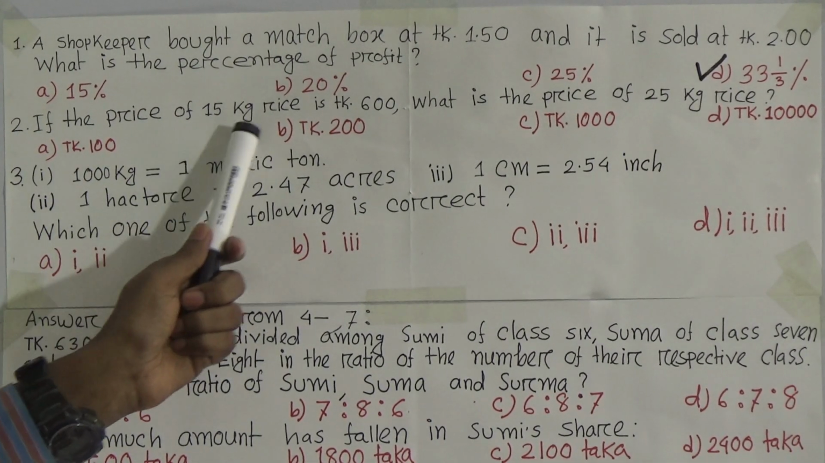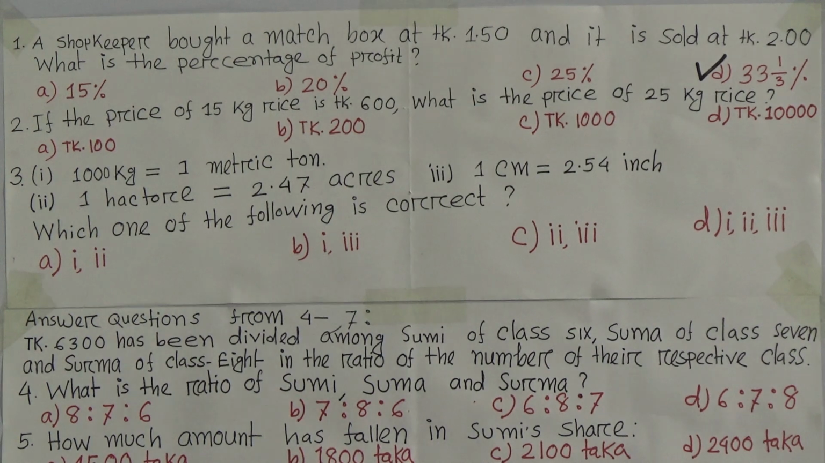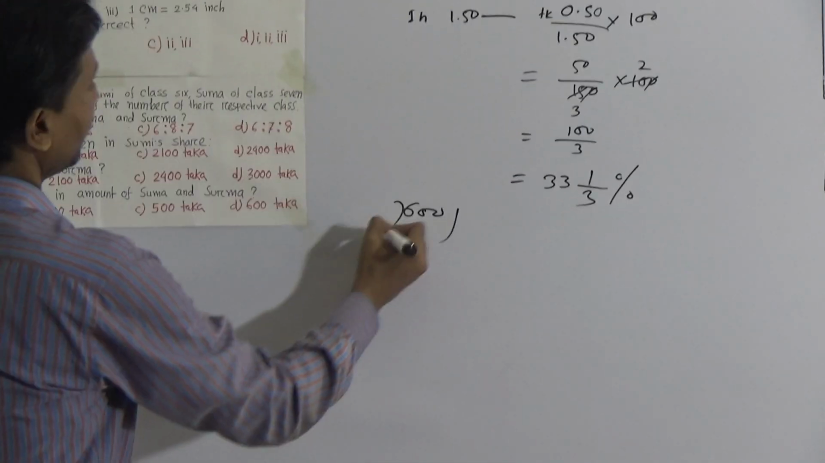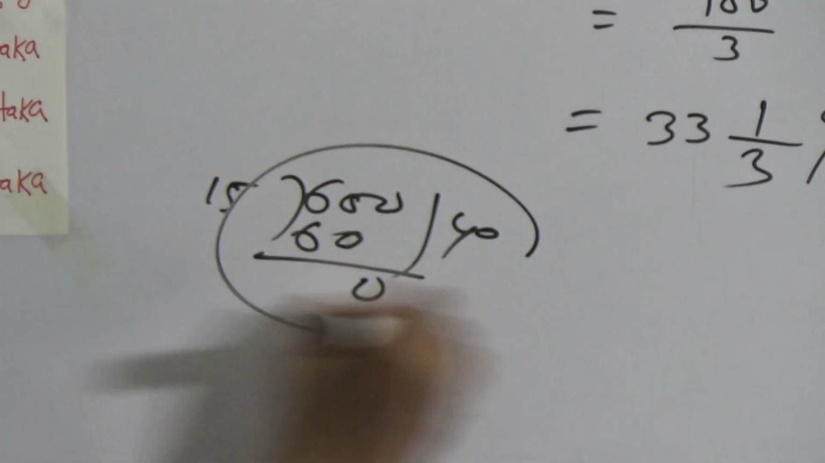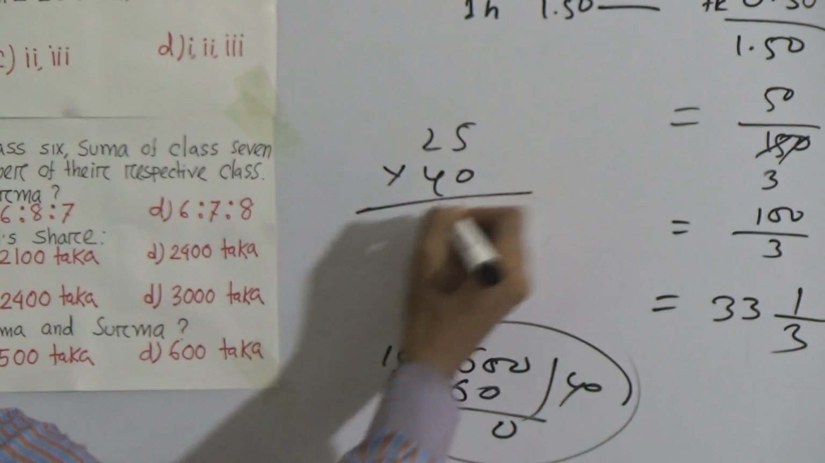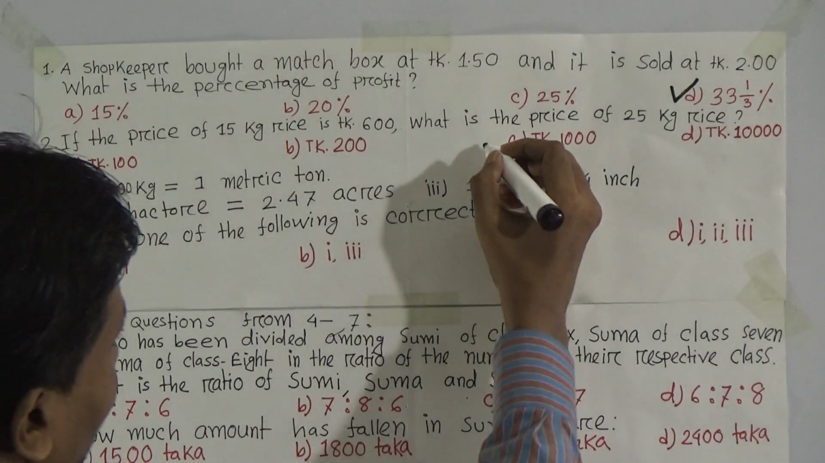If the price of 15 kg rice is 600 taka, what is the price of 25 kg rice? Yes student, that means at first you have to determine the price of 1 kg rice. How can you do that? Divide 600 by 15. That means the price of 1 kg rice is 40 taka. Now we have to multiply 25 into 40. Look, 25 into 40, how much? That means 1000. Okay, so you have to write the tick sign in 1000.